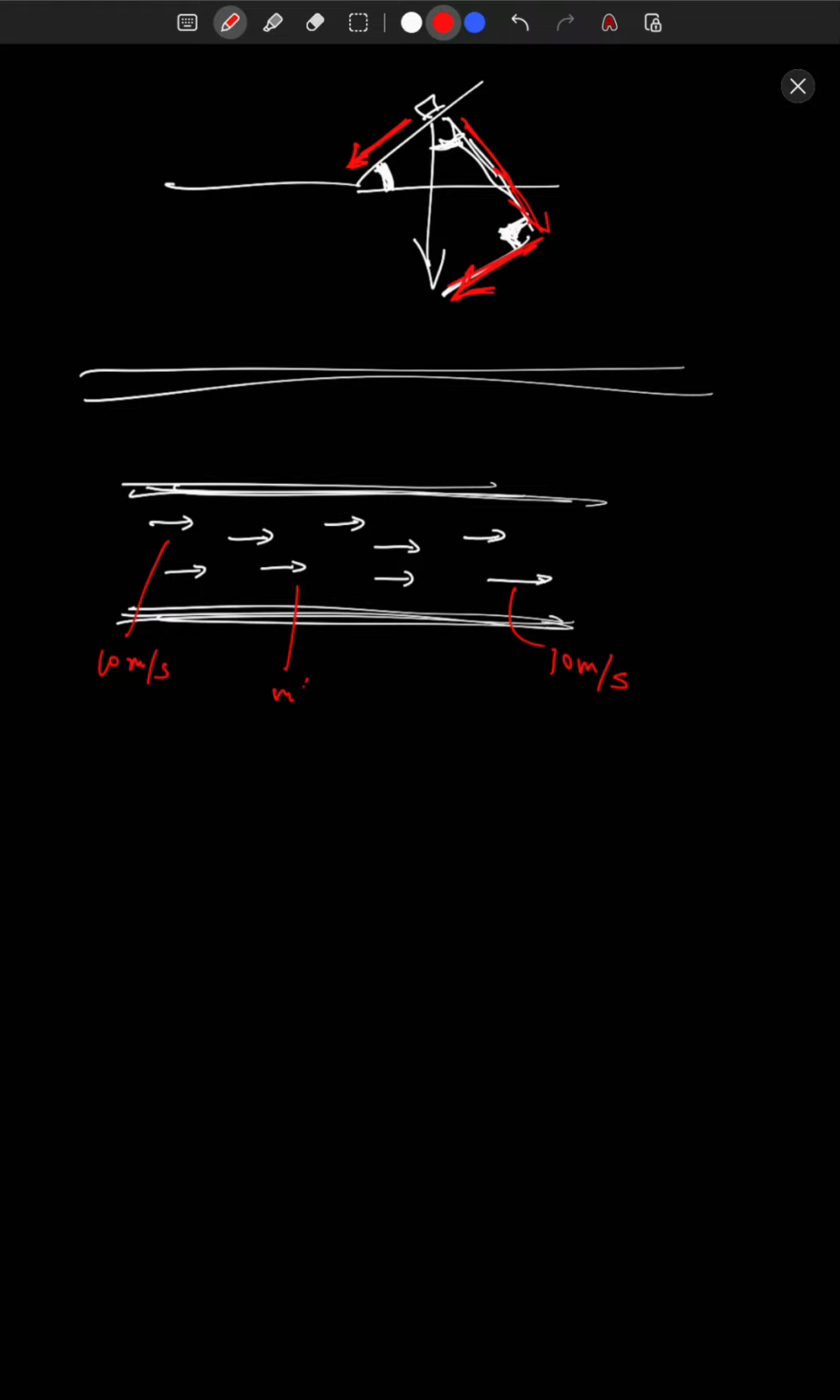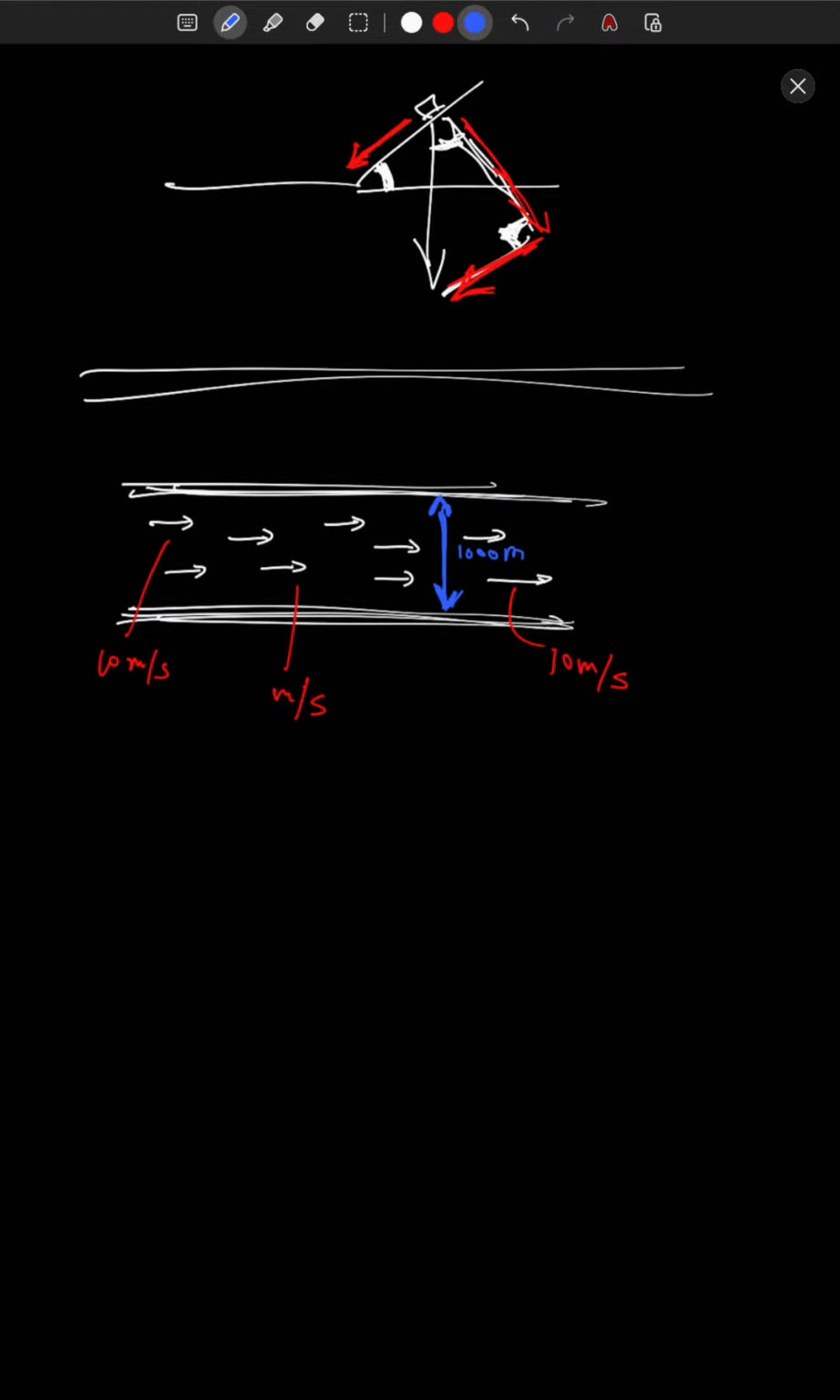Okay, let's say this river has a certain width, right? So the distance from one shore to the other shore, or one bank of the river to the other bank. Let's say this distance is 1,000 feet, or we're using meters. So let's say 1,000 meters.